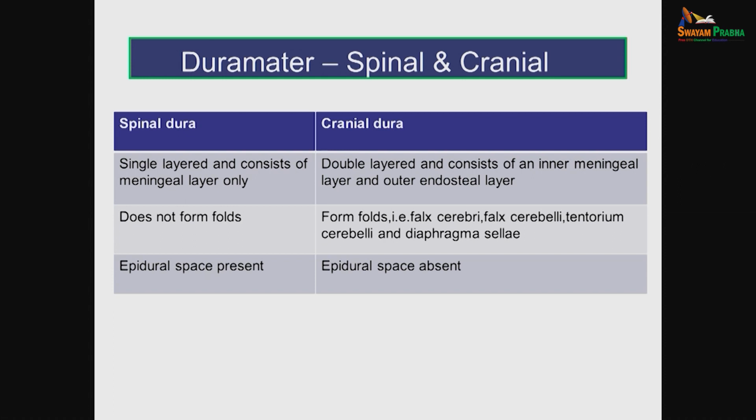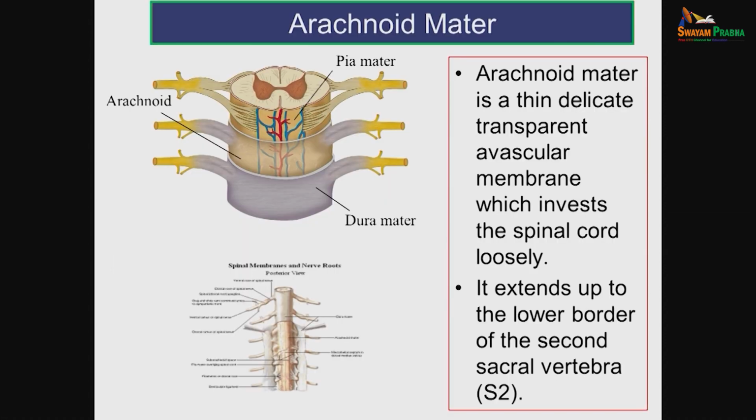Having looked at the differences between spinal and cranial dura mater, we will move on to the next layer, arachnoid mater. As I have already mentioned, from outside inwards, it is dura mater, arachnoid mater, and closely investing the cord will be the pia mater. The arachnoid mater is a thin, delicate, transparent avascular membrane. This invests the cord loosely.